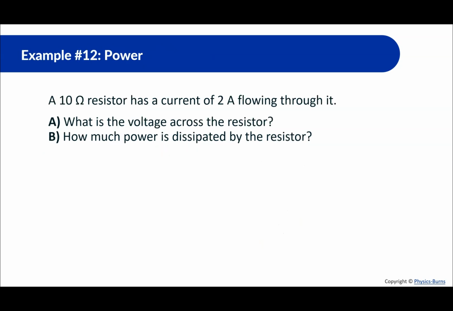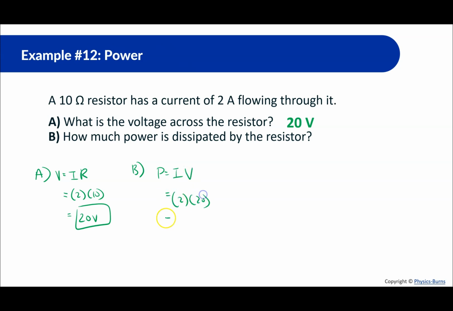All right, moving on. A 10 ohm resistor has a current of 2 amps flowing through it. What is the voltage across the resistor? How much power is dissipated by the resistor? Okay, similar to one we've done before. We're going to be using Ohm's law. Voltage equals current times resistance. Current is 2, resistance is 10, means the voltage is 20 volts. Now that we know that, we can solve for power. How much power is dissipated by the resistor? Power equals current times voltage. Current is 2, voltage is 20, and we got 40 watts.